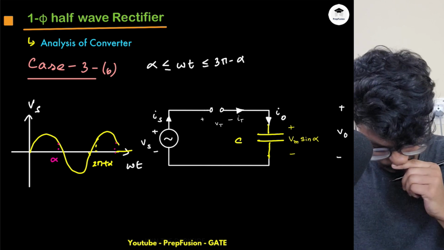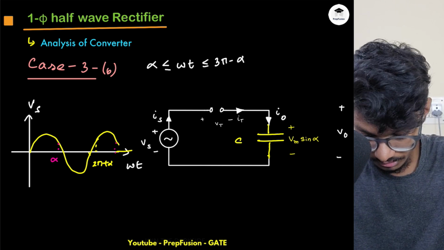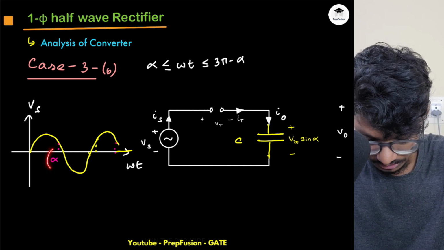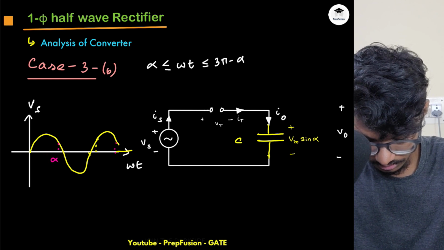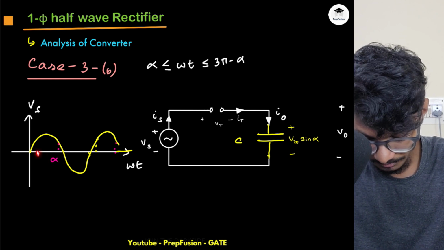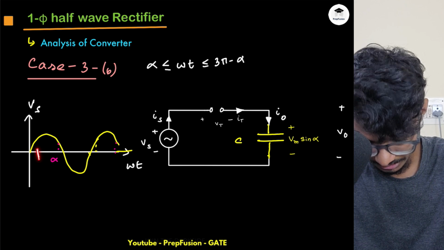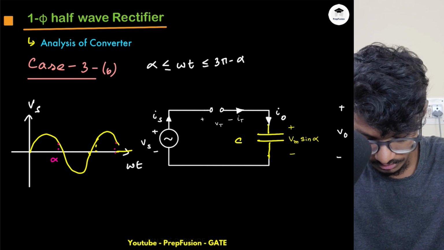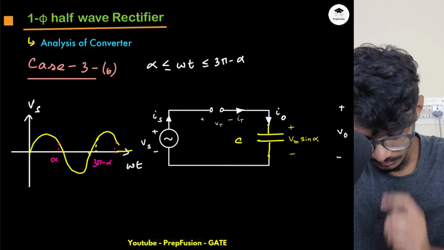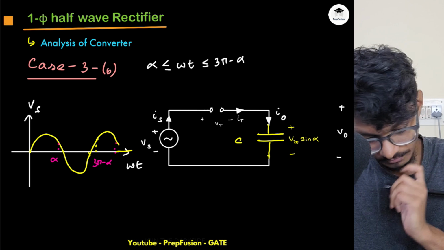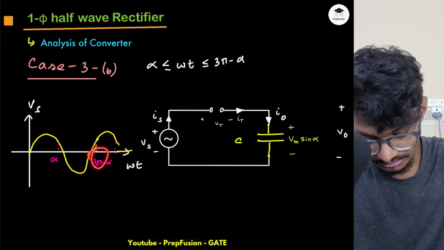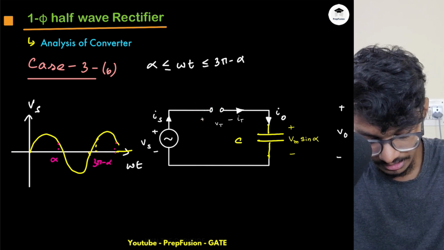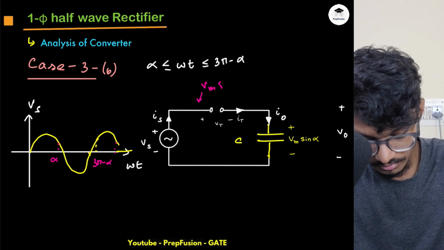Okay, sorry, this is not actually 2 pi plus alpha. Sorry, this will be what? If this is alpha, then this will be pi minus alpha. This will be pi minus alpha, and if I add 2 pi to this, this will be 3 pi minus alpha. Okay, yes, correct. So here, this is 3 pi minus alpha. Exactly, I am talking about this value only. This node voltage will again come back to Vm sin alpha.